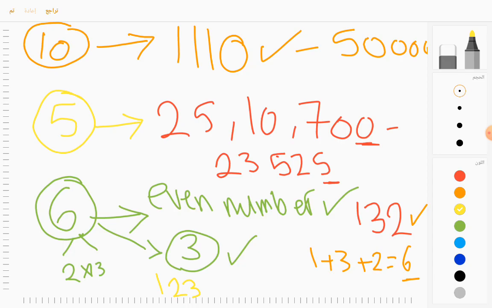Okay, so here it's not an even number, so it doesn't work with 2, but it works with 3. Both conditions must be satisfied.